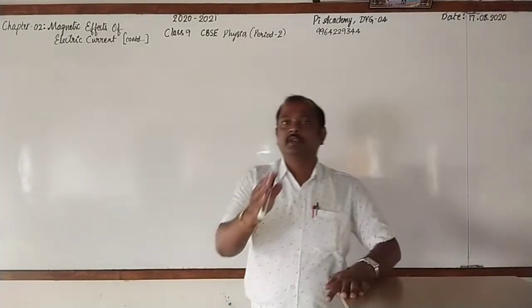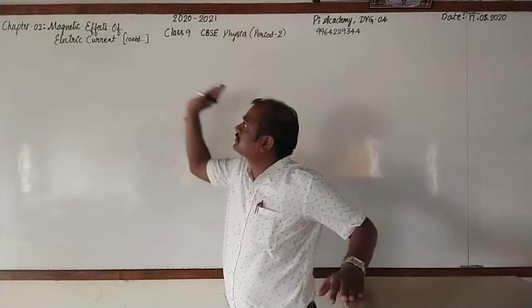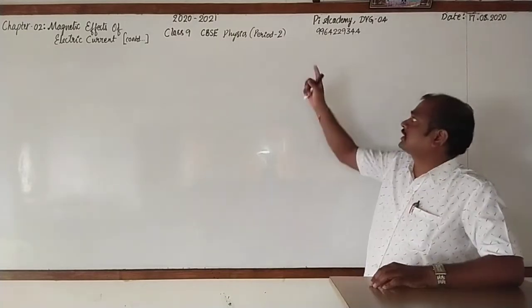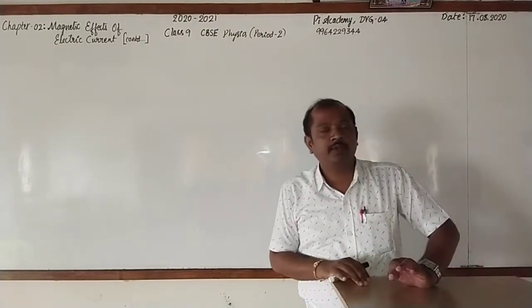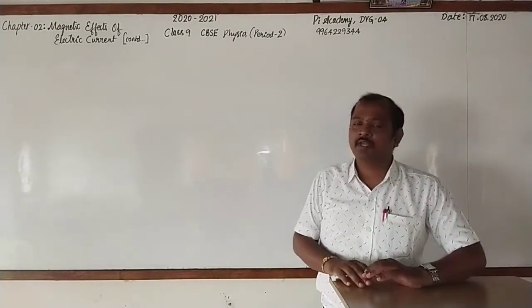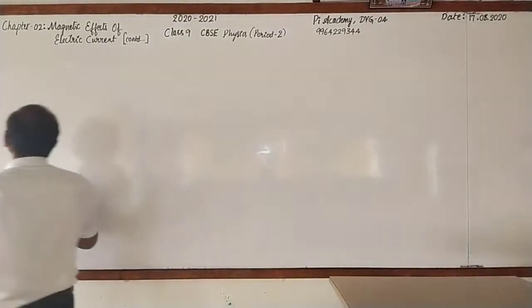Dear students, in the last class we were discussing the chapter magnetic effects of electric current, right? Now let's continue this, and remember this is the second period of this chapter. In the very first period we got the basic information about this chapter, right? Now let us recall these point by point.